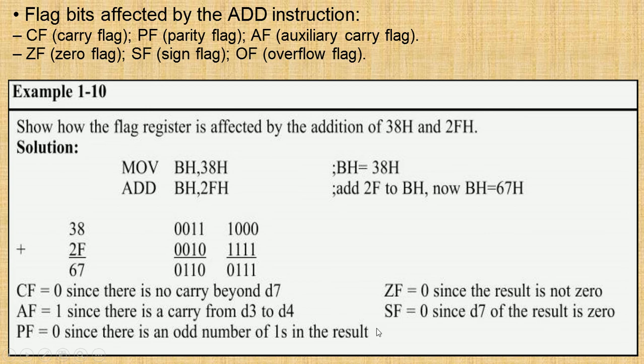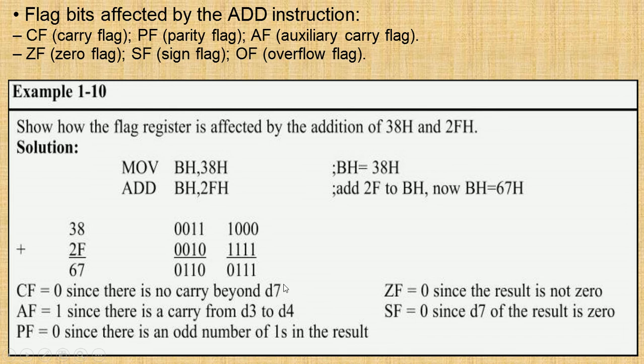Then the sign flag depends entirely upon the MSB. What is the MSB here? 0. 0 means positive. The sign flag is reset. Here, if you treat these two as unsigned numbers, then the carry flag applies. Suppose you treat the same thing as signed numbers, then we have to check. Here 38, 2F, 67. Now here I am not considering the overflow flag.